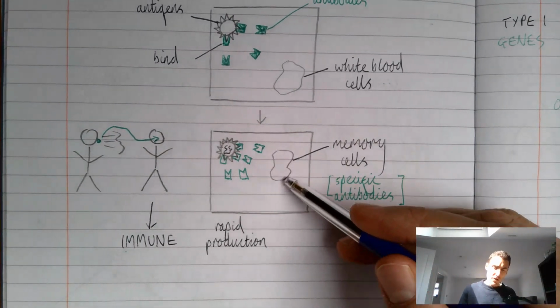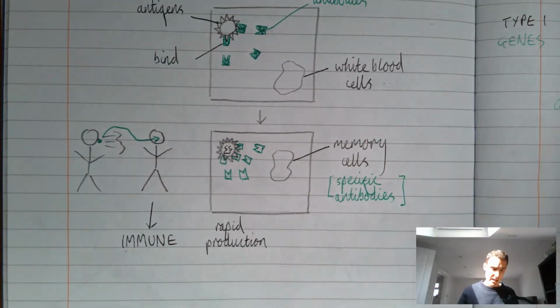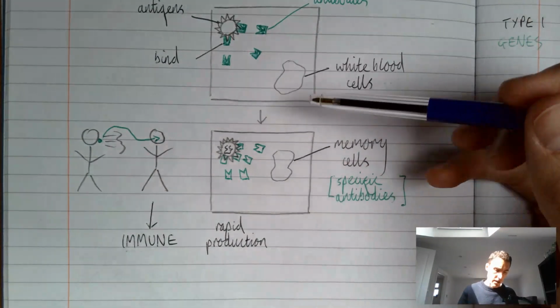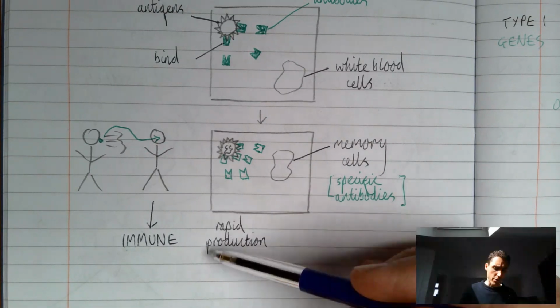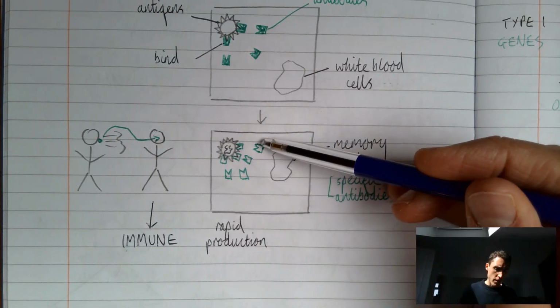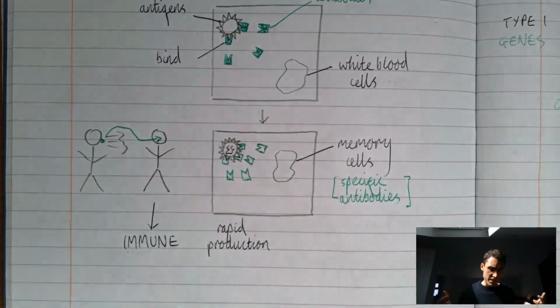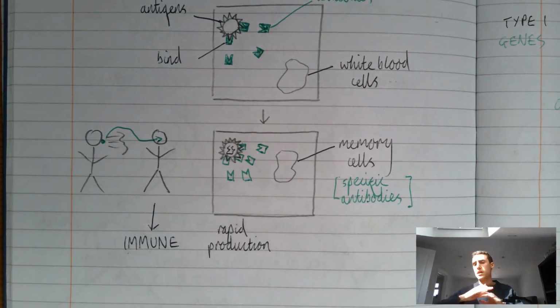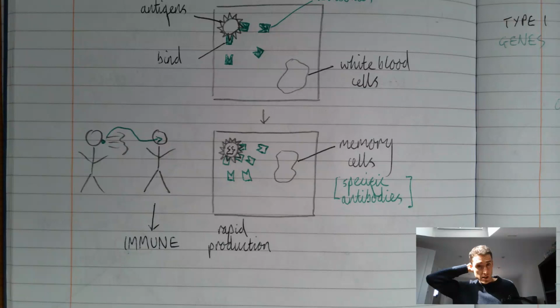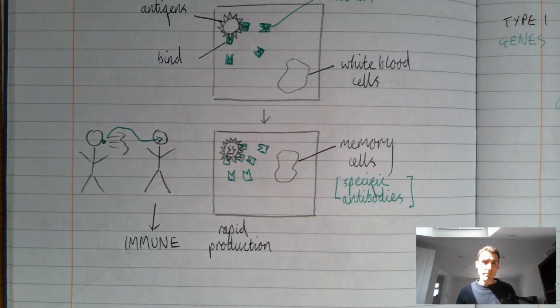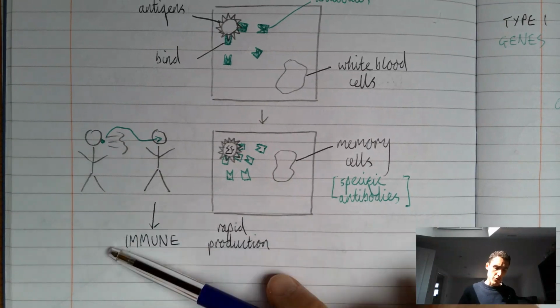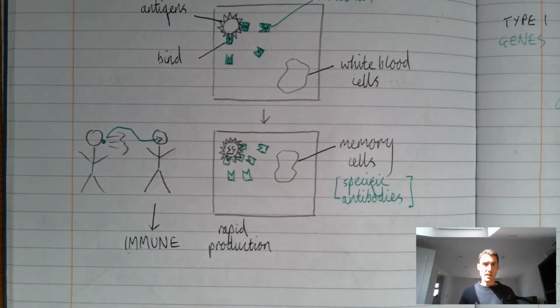But because you've got these memory cells, very, very quickly, and I've emphasized that by putting rapid production there, your memory cells produce the specific antibodies, they bind to the antigens, and that pathogen, that virus in this case, is rendered harmless. The word we use to describe that is that this person is immune, and that's a really important word that they need to use.